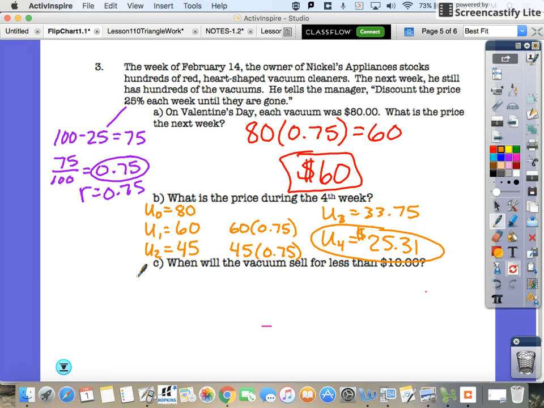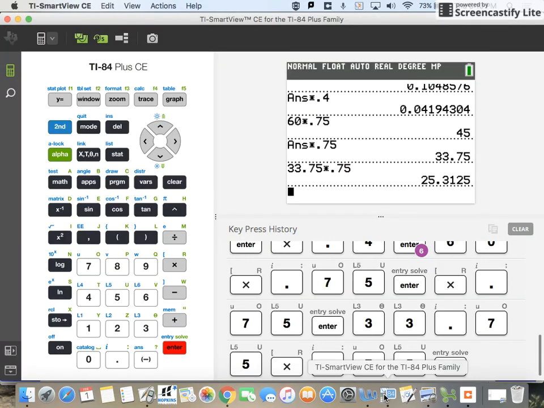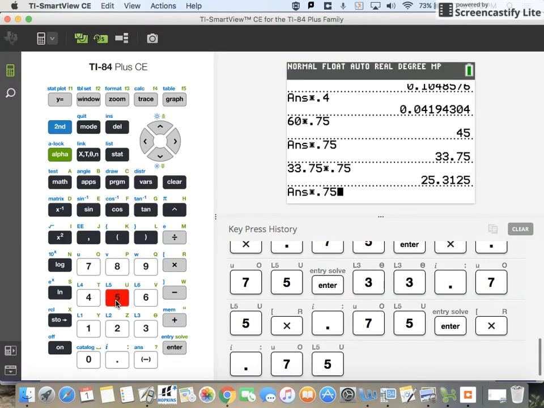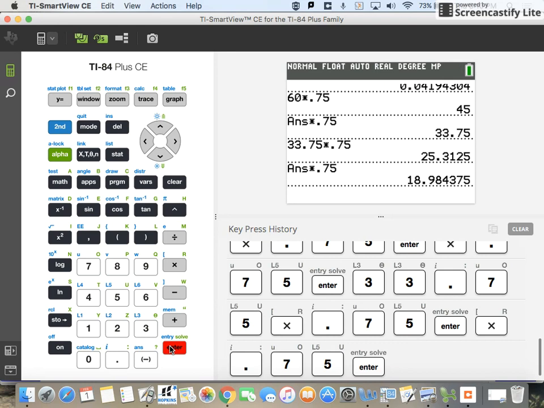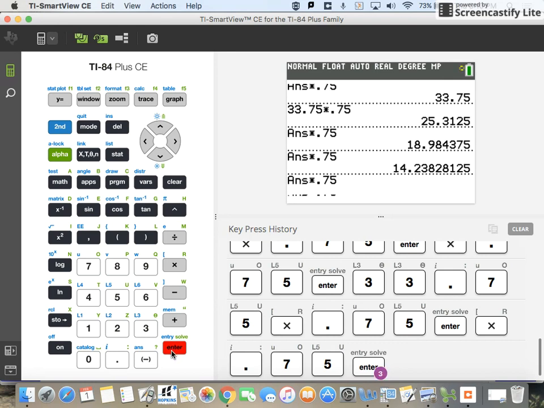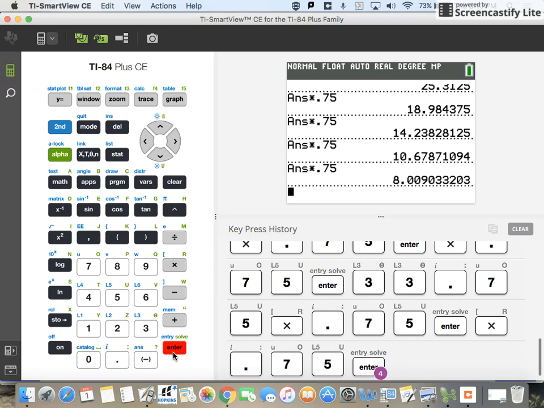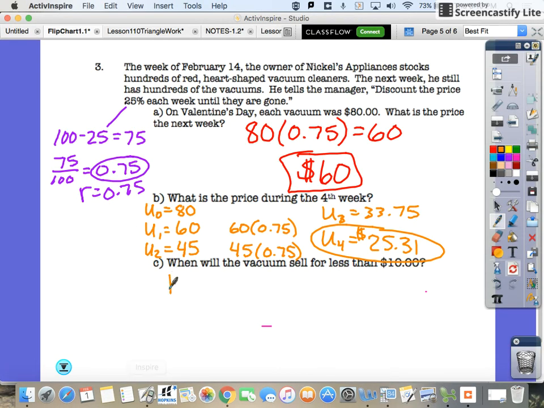Part C says, when will the vacuum sell for less than $10? So we can take this times 0.75. This is week 5, week 6, 7, 8. So in week 8, they're $8.01. So during week 8, u sub 8.